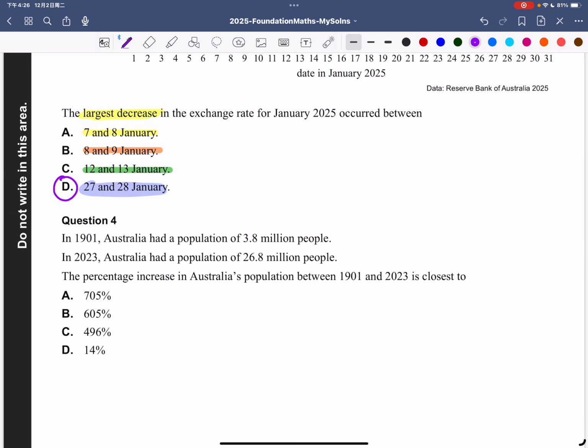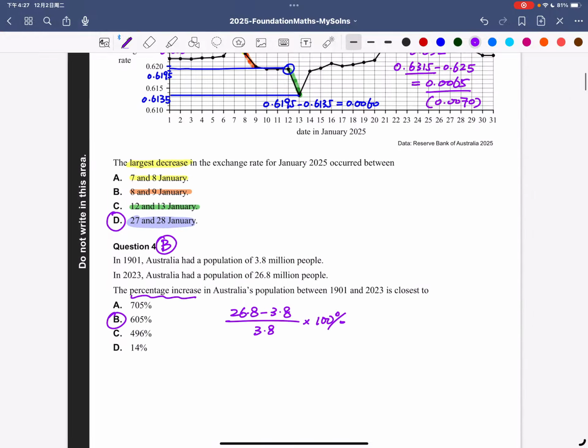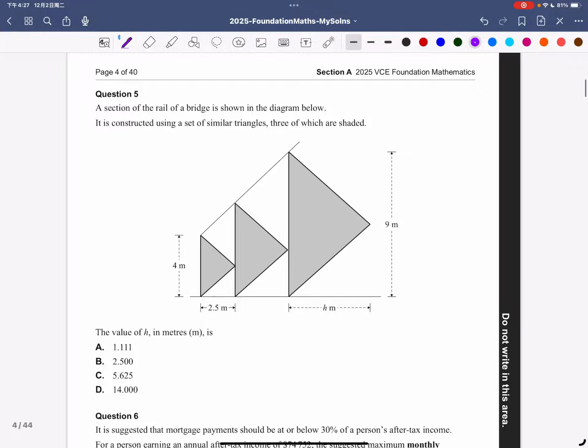Okay, question 4. In 1901, Australia had a population of 3.8 million people, and 2023 had 26.8 million people. We want to find a percentage increase. So the larger value subtracting the small value, use the small value as a base number, multiply by 100. I believe it's close to option B, if I'm not mistaken. You can use your calculator to do that. Yep, that is question 4.